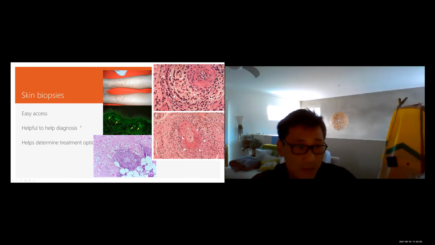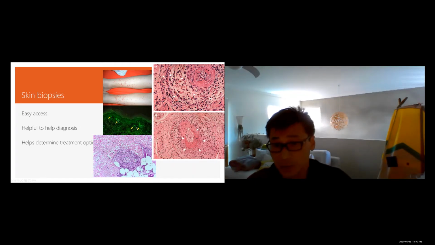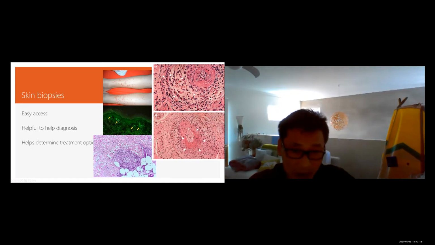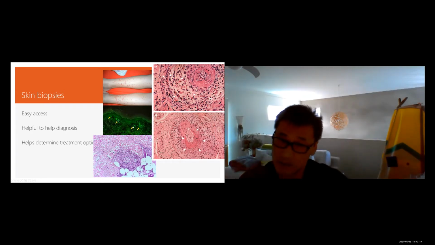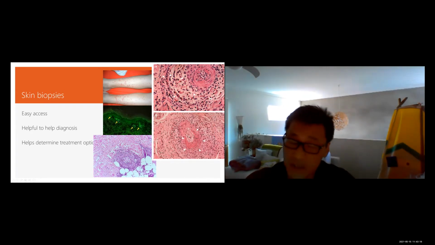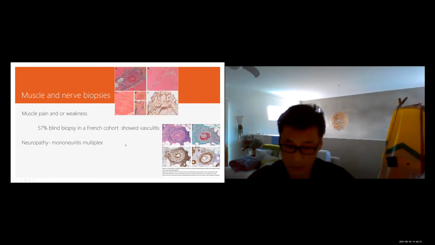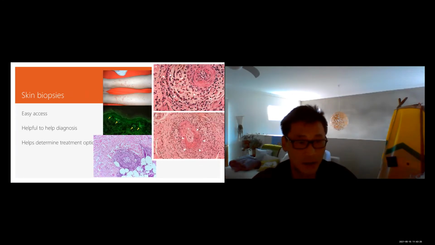So the skin biopsies allow easy access, again, are helpful to help diagnosis, and you can help diagnose vasculitis in the skin, and I've diagnosed ANCA-associated vasculitis in the skin on a combination of blood tests and also the histopathology. So it helps, and it also helps determine treatment options.